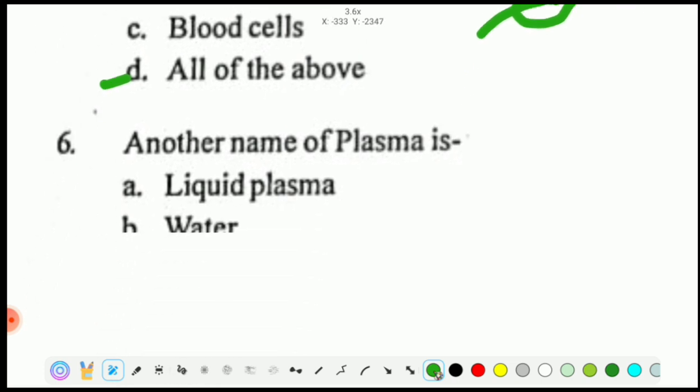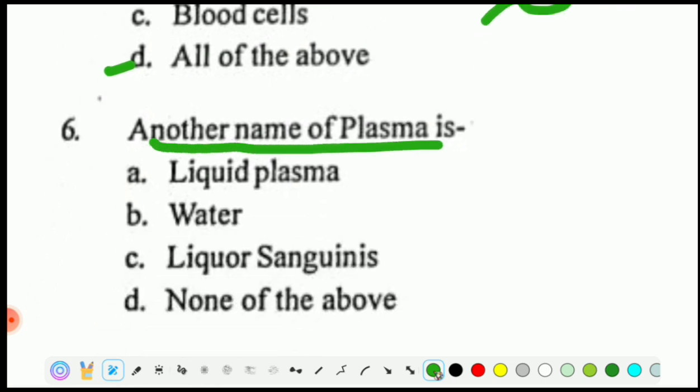Fine. Next question is another name of plasma. Some of you must have heard it. That's liquor sanguinis.